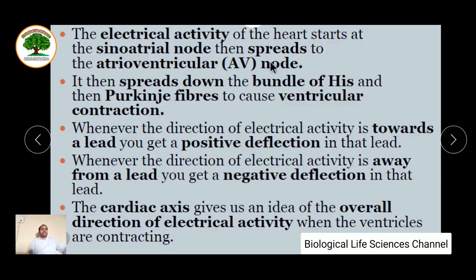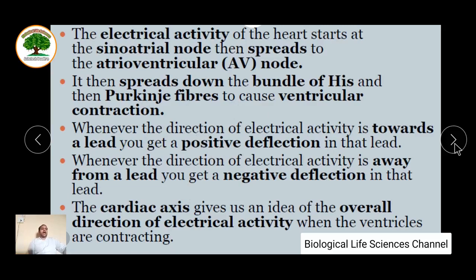As I told you, it all starts with the SA node, and then it spreads to the atrioventricular node, that is the AV node. After that it spreads down to the bundle of His, and from there it goes to the Purkinje fibers, which cause the ventricular contraction. Okay. So all these readings are calculated using the different leads here.